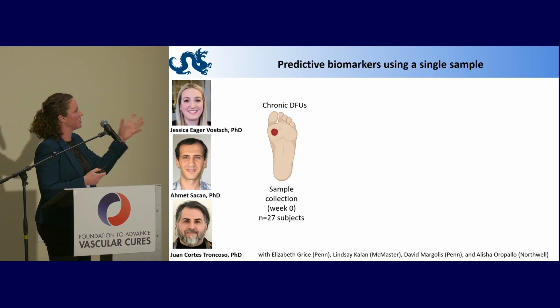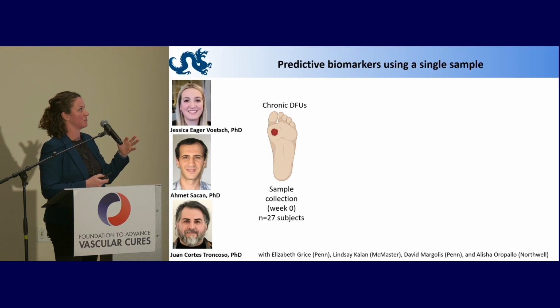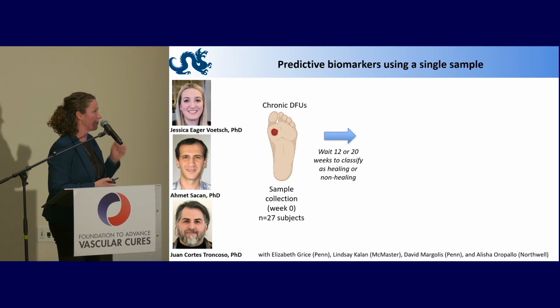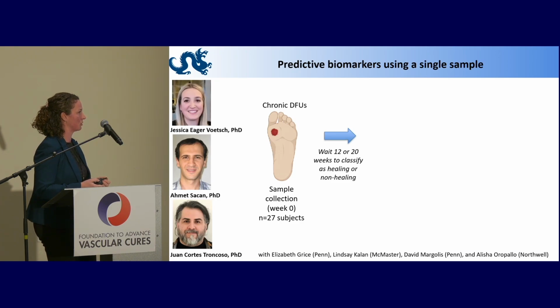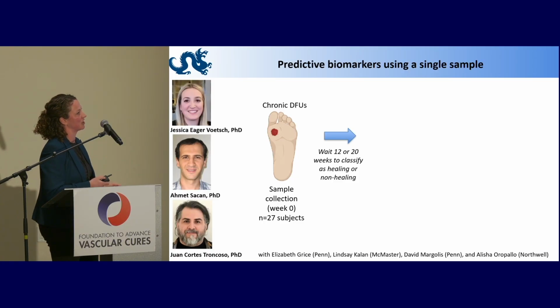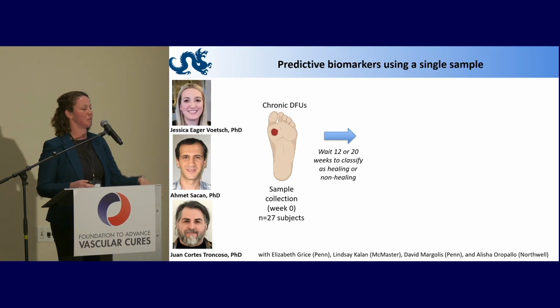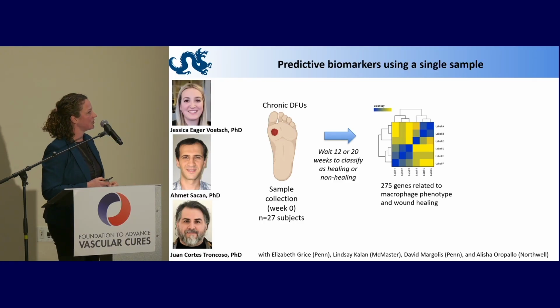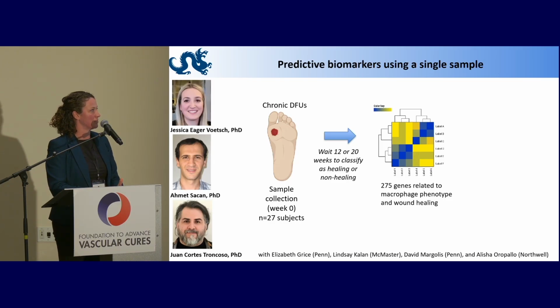So there we took a more unbiased discovery-based approach to finding biomarkers. So we took 27 subjects. This was from Alicia Orapalo's group at Northwell. And then we waited to see who healed and who did not heal, because no one knows at the time of sample collection. And then we could classify the samples objectively. Then we assayed 275 genes related to macrophage phenotype and wound healing.